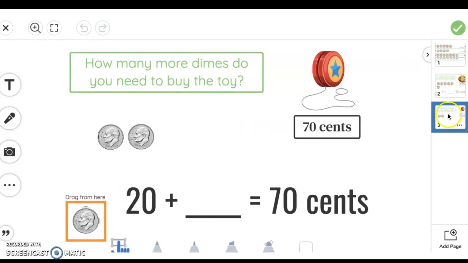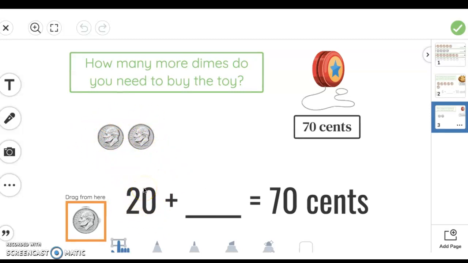Then on the third slide, it says, how many more dimes do you need to buy the toy? The toy is 70 cents. Do you have 70 cents here? Let's count. 10, 20. You only have 20 cents, which is this number here, and that means you do not have enough because 20 is less than 70. So once again, using the hand tool here, drag up until you get 70. How many did you add? But remember, you're not going to just write the number, you're going to write how much it counts up to be. So I wouldn't write 1, 2 for dimes, I'd write 10, 20, like so here.